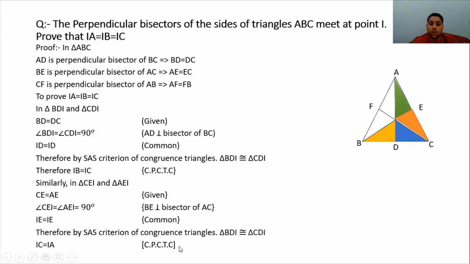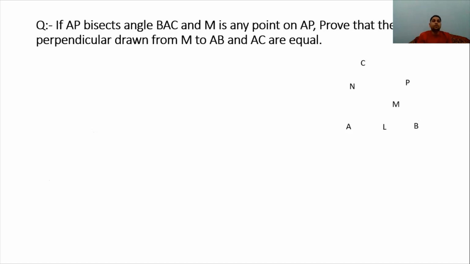Now we have the first condition, IB is equal to IC, and IC is equal to IA. So at last we can say from these two conditions that IA is equal to IB is equal to IC here. Now we proceed with the next question.